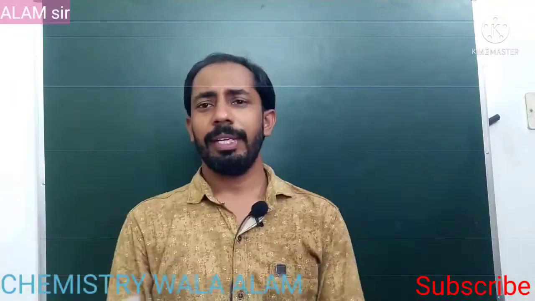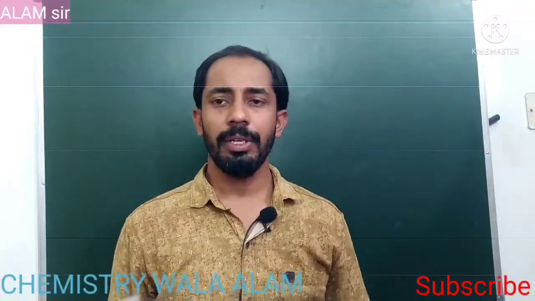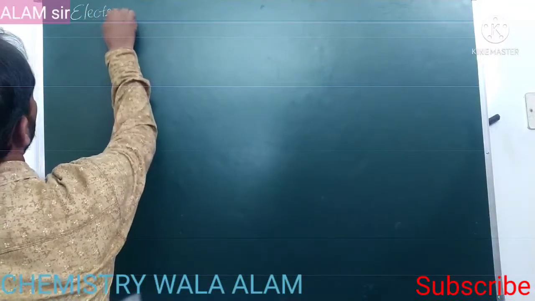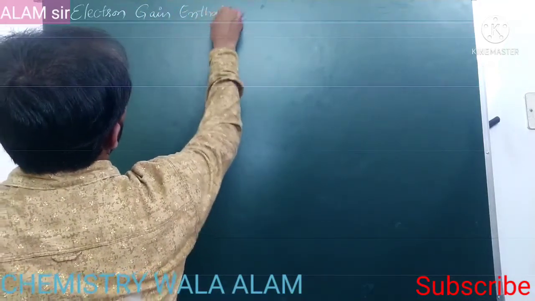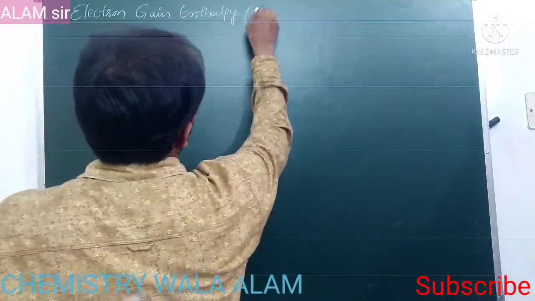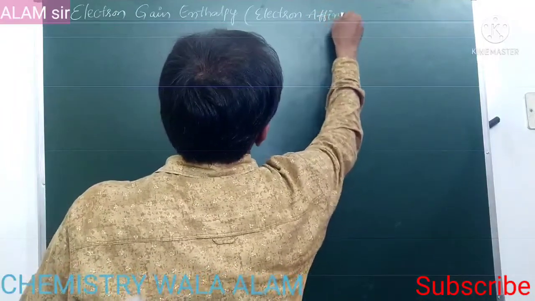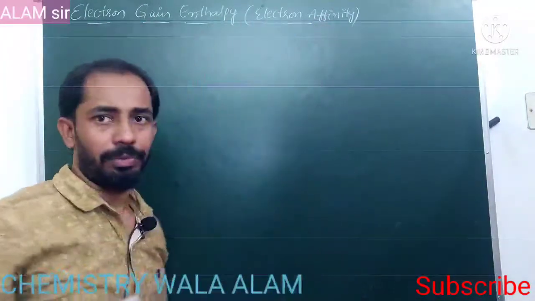Dear students, in the past videos I had explained about the periodic properties regarding ionization energy and atomic radius. In this session I am going to explain about electron affinity, or electron gain enthalpy. It is also called electron affinity. So what is meant by electron gain enthalpy or electron affinity?